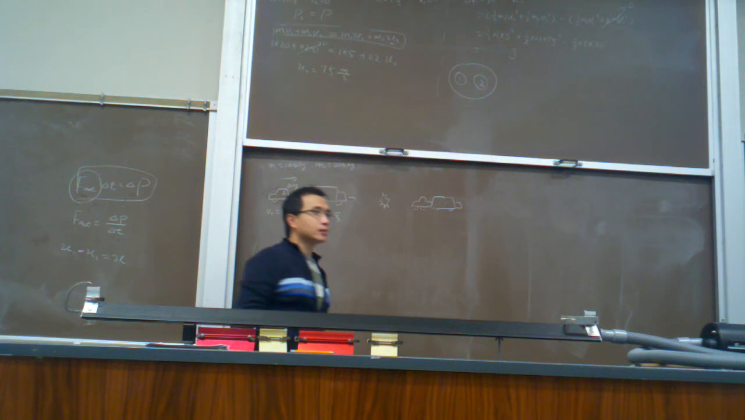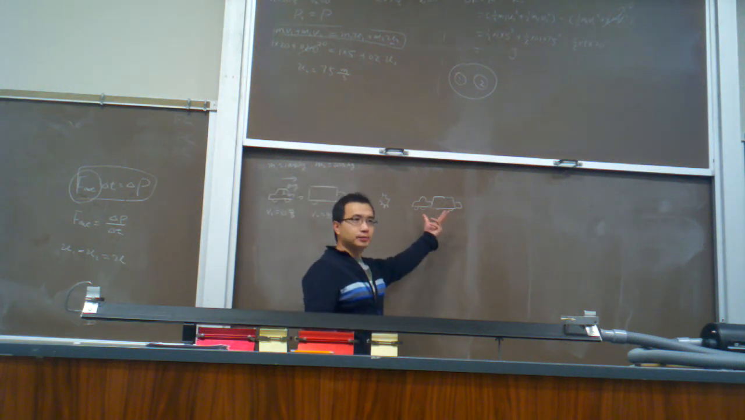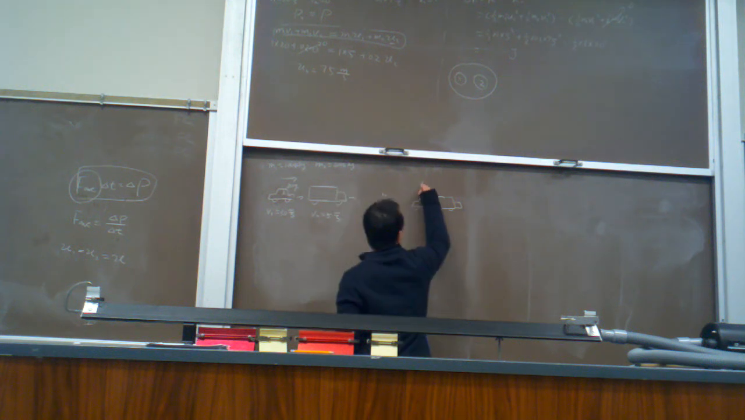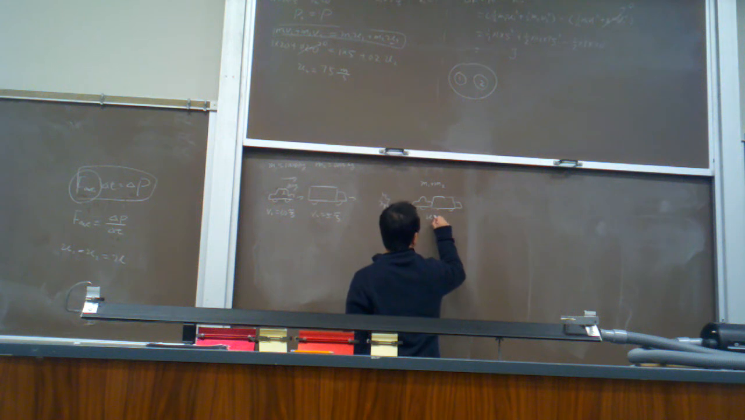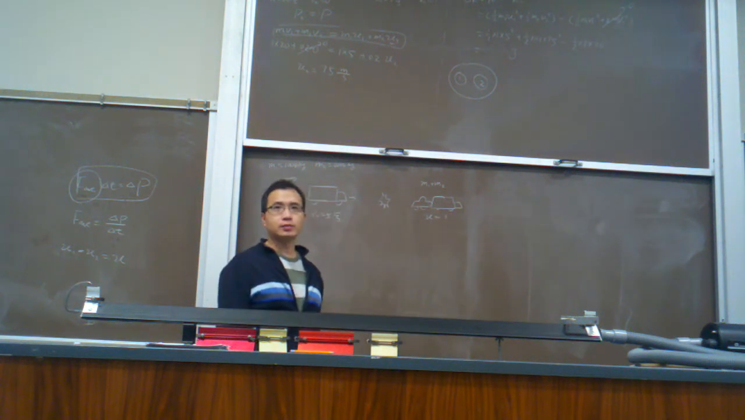Okay. So they stick together, they lock together, so they form one object with total mass m1 plus m2. And they share the same final velocity u. We want to find this final velocity, right?